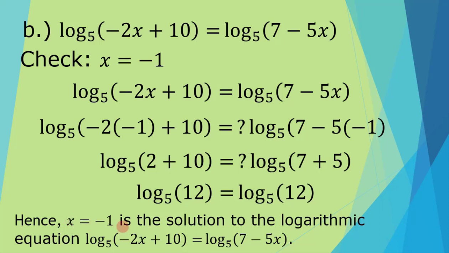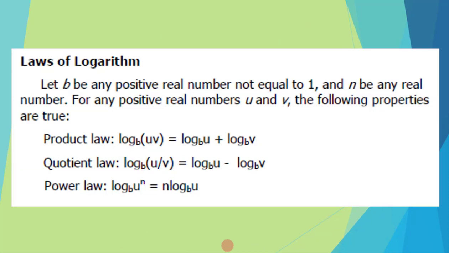Hence, x equals negative 1 is the solution to the logarithmic equation log of quantity negative 2x plus 10 to the base 5 equals log of quantity 7 minus 5x to the base 5.